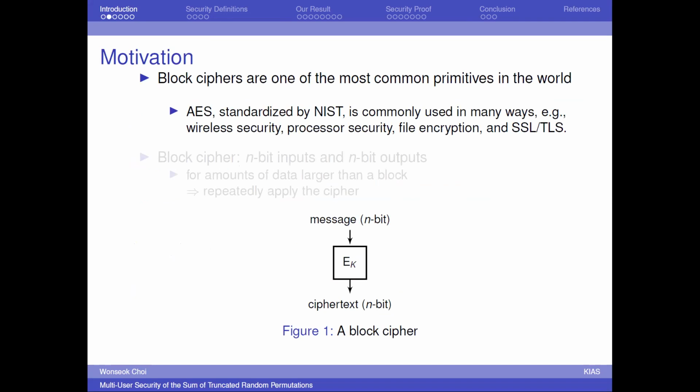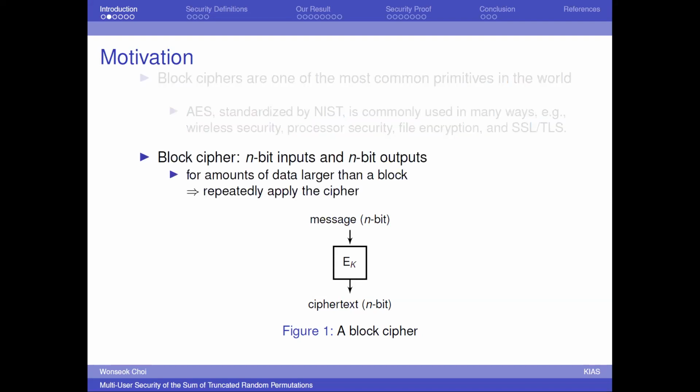Block ciphers are one of the most common primitives in the world. For example, AES is commonly used in many ways, such as wireless security, processor security, file encryption, SSL, TLS, and more. A block cipher takes an n-bit input and outputs an n-bit string. So if you want to encrypt more than n-bit data, you need to repeatedly apply this cipher again and again.